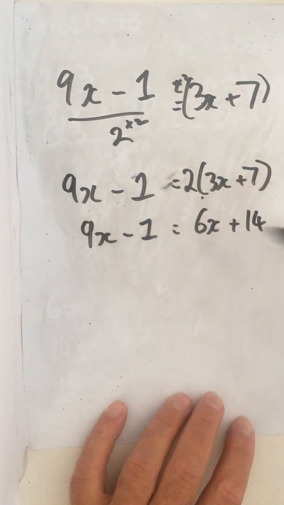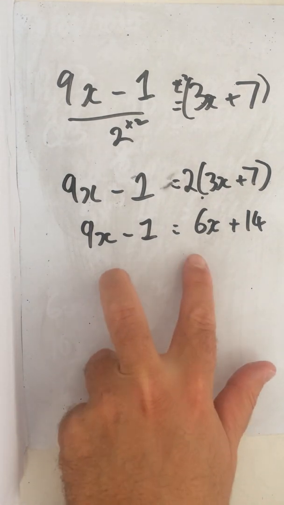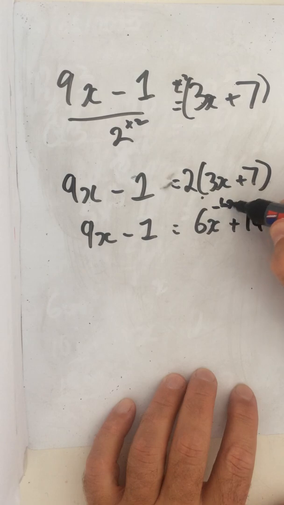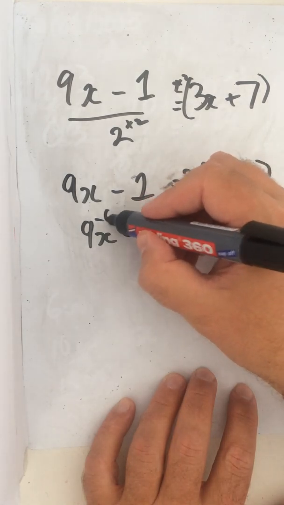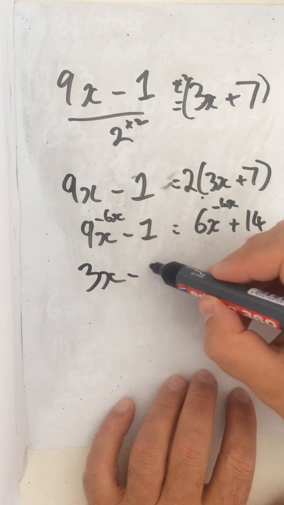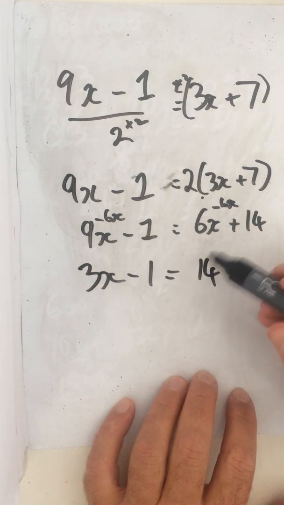So now we're left with 9x, and now we carry on as we would. The first thing, we don't want x on both sides, so we want to get rid of this 6x, so we're going to take 6x away from it. It's the balance method. We take 6x there. 3x minus 1 is equal to 14.